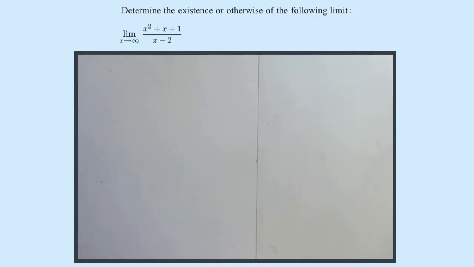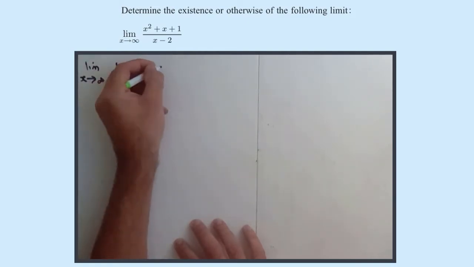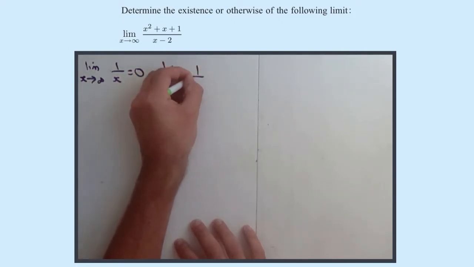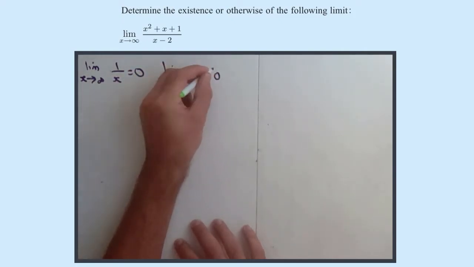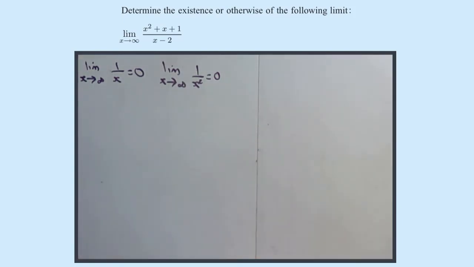So then what you want to do is try to make use of these facts: the limit as x approaches infinity of 1 over x equals 0, and the limit as x approaches infinity of 1 over x squared equals 0. This is 1 divided by a lot, 1 divided by a lot. And that's just going to happen for all of these powers as they go up and up and up.